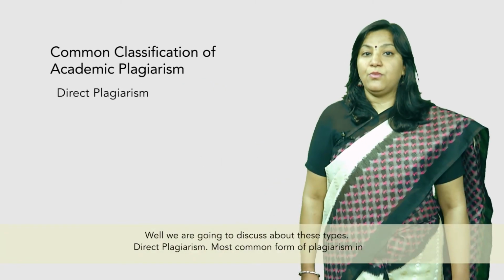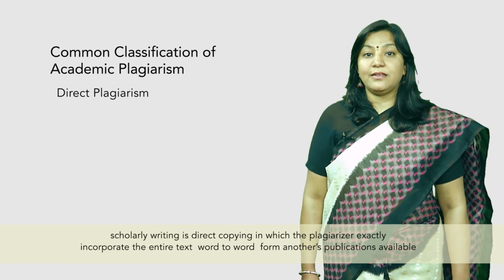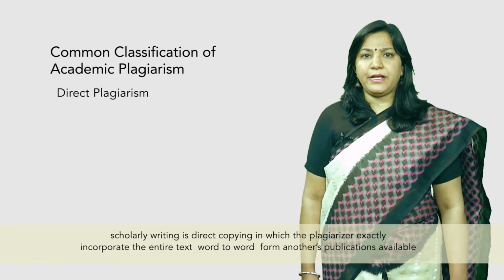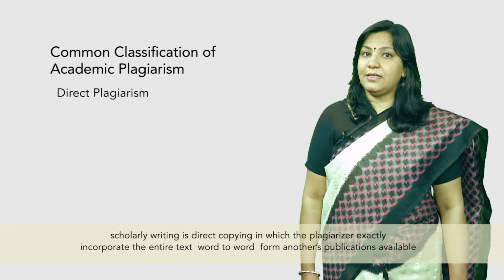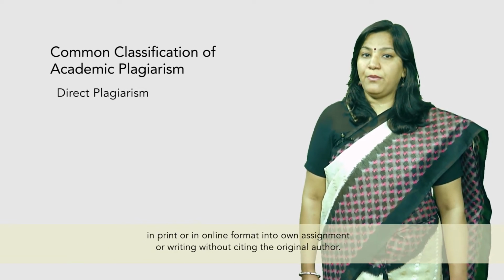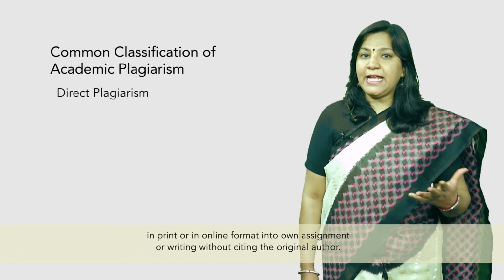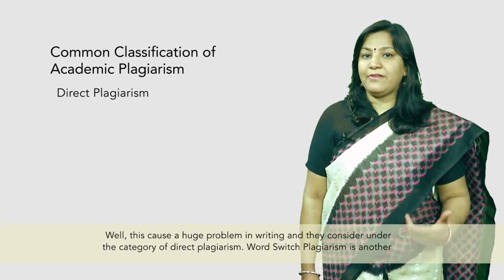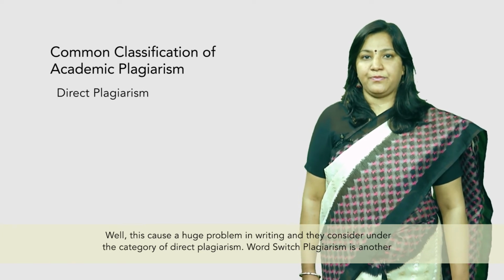Direct plagiarism. The most common form of plagiarism in scholarly writing is direct copying, in which the plagiarizer incorporates the exact text word for word from another's publication, available in print or in online format, into their own assignment or writing without citing the original author. Well, this causes a huge problem in writing and is considered under the category of direct plagiarism.